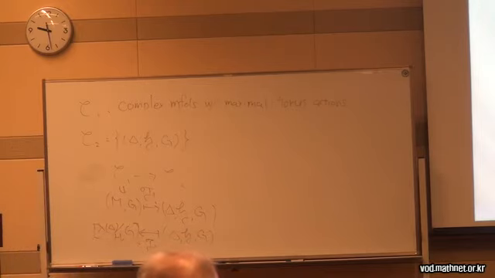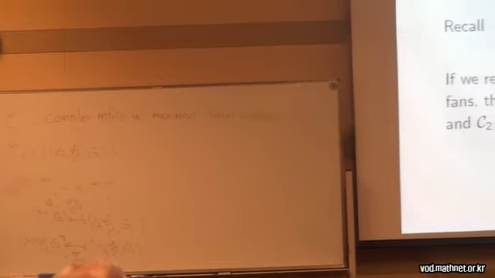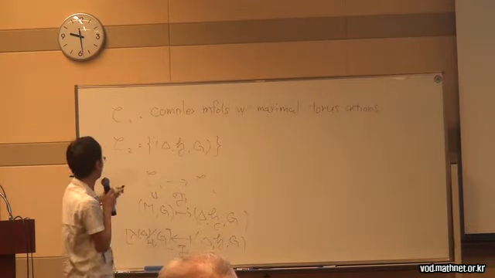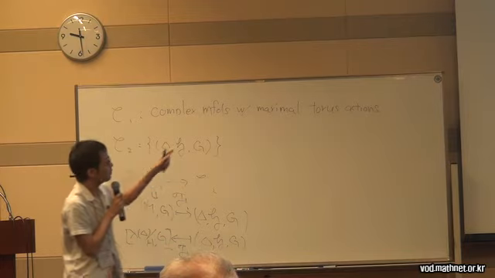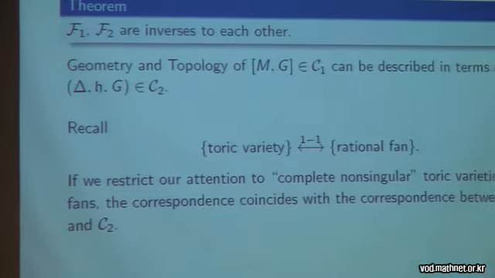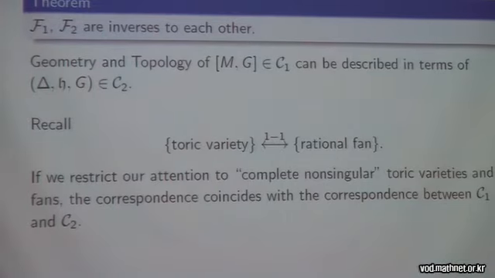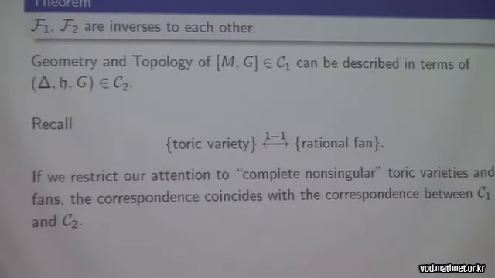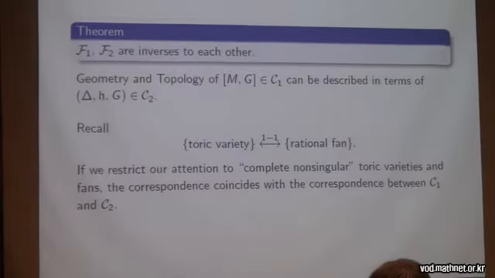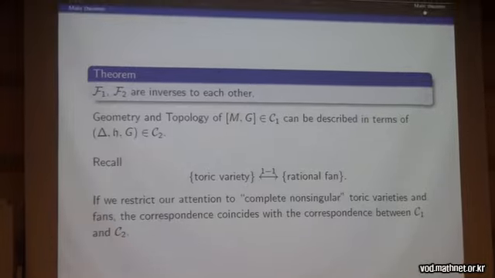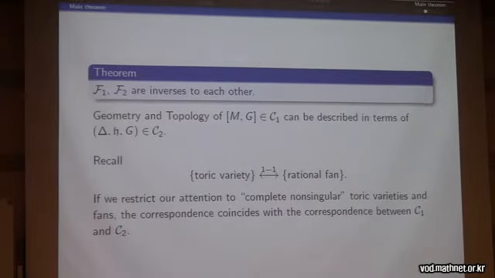So the main result, my result, is as follows. We have two maps between C1 and C2, and then F1 and F2 are inverses to each other. Namely, we have a one-to-one correspondence between them. So it turns out that the geometry and topology of our manifold can be described in terms of a combinatorial object: the triples of a fan, a vector space and the compact torus.